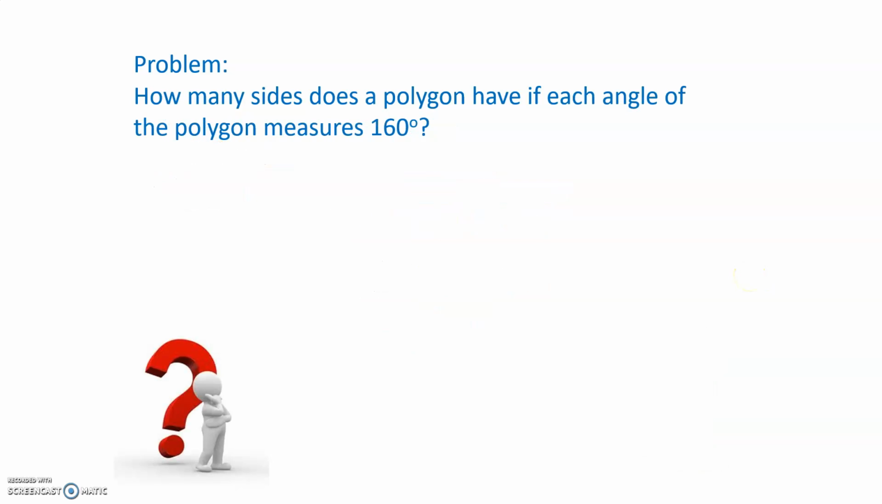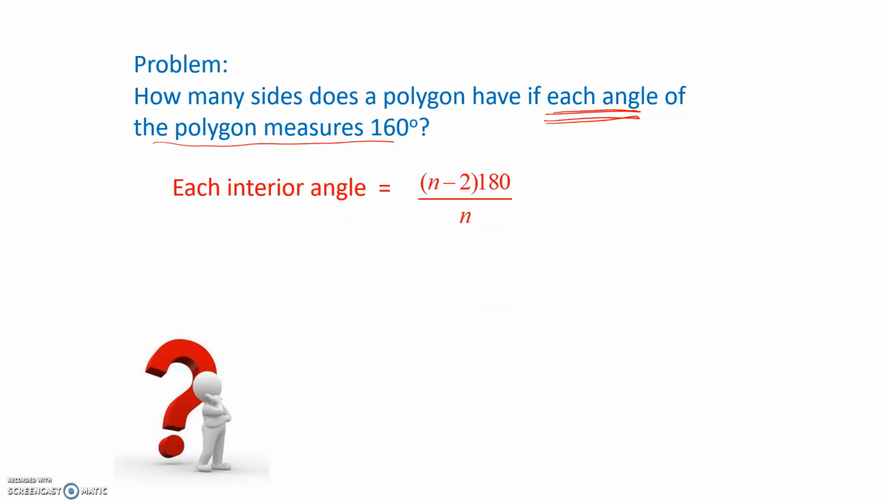And one more problem. How many sides does a polygon have if each one angle of the polygon measures 160? So the formula I'm going to use for this is that second one that we discovered today. Each one interior angle is n minus 2 times 180 divided by n. So they're telling me each angle is 160. So this gets 160 substituted in for it. Now I have to use some algebra. So I'm going to put a 1 underneath here, and I'm going to cross multiply. So these guys multiplied equal those guys multiplied.